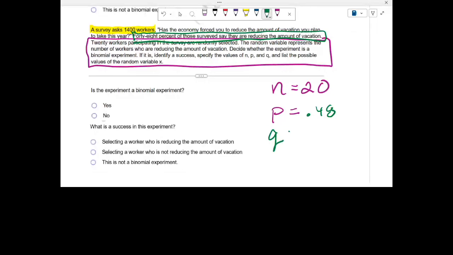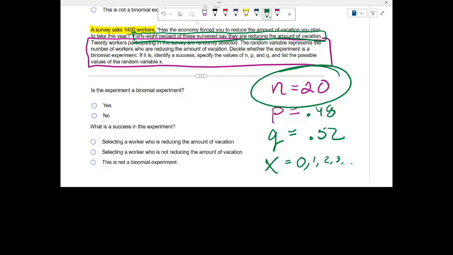Let's see if we can find our value of Q. If Tim Smith said there's a 48% chance that it's going to rain, what's the percent chance that it's not? 52. Everybody agree? Because it has to add up to how much again? 100%. Okay, very good. We are asking 20 people. It's possible that out of those 20, none of them reduced their vacation, or one of them, or 2. I'm going to keep going all the way till I get to what number? To 20. Do we have a binomial experiment?